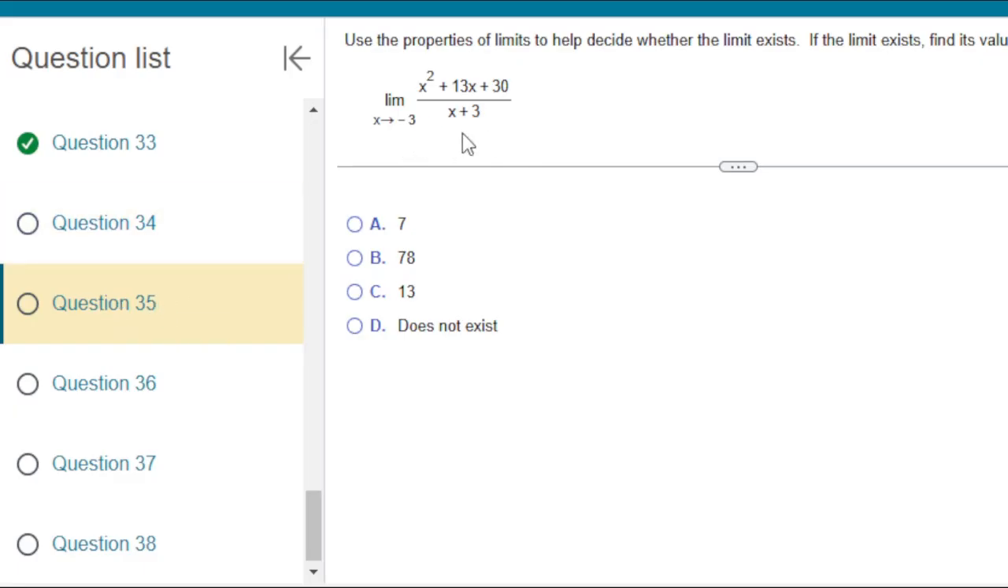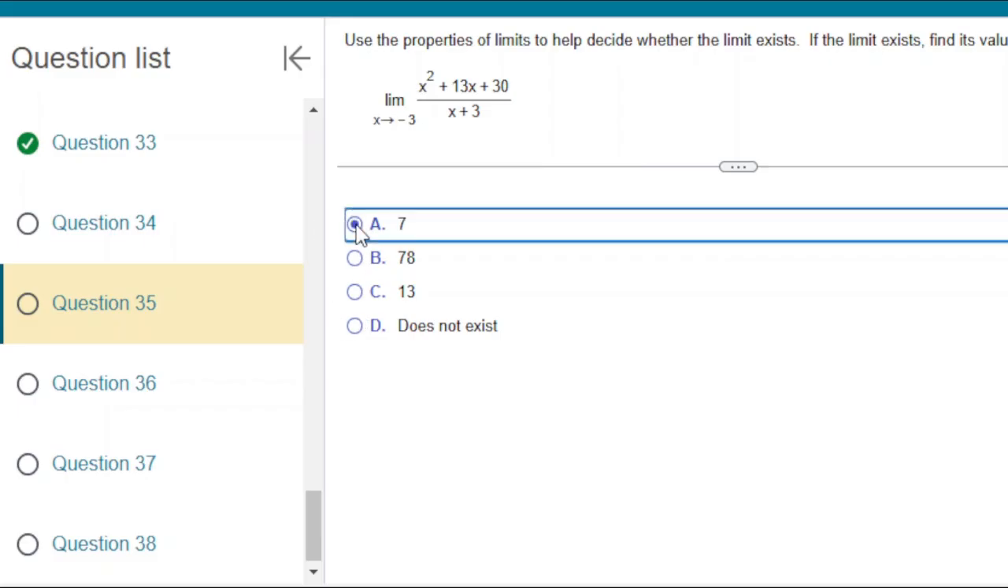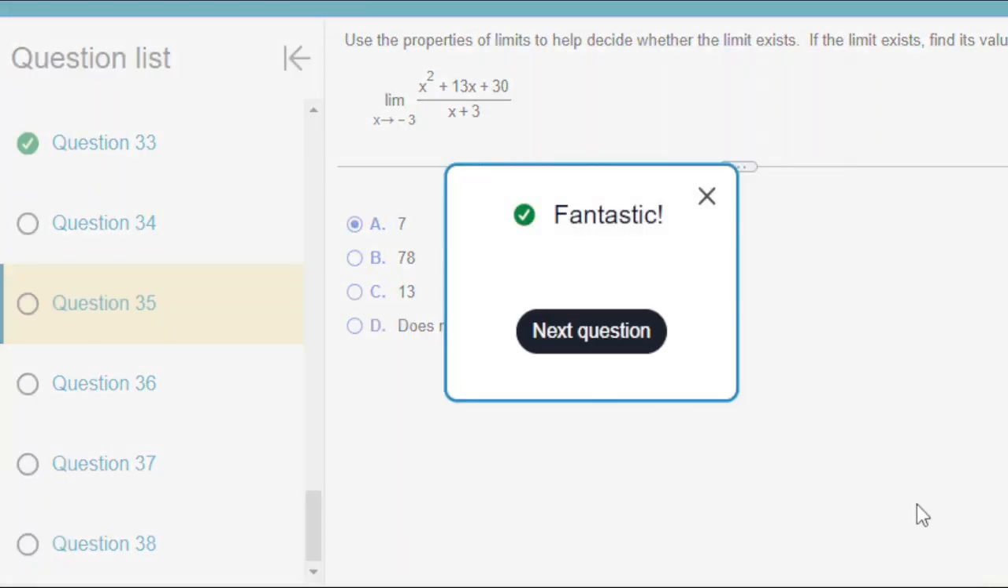Okay, now for this one, though, notice we are going to get 0 down in the denominator. Now, what do we get in the numerator? Well, if we plug in -3, we're going to get 9 minus 39, which would be -30, plus 30, which is 0. So in this case, you're just going to factor. You're going to have an x plus 3 factor. I think it'll be x plus 3 times x plus 10. You cancel the x plus 3 factors, and you're just going to get limit as x approaches -3 of x plus 10. And if you plug in -3 into x plus 10, you get -3 plus 10, which is 7. So I think this is 7. I did that in my head, but you might want to write that out.